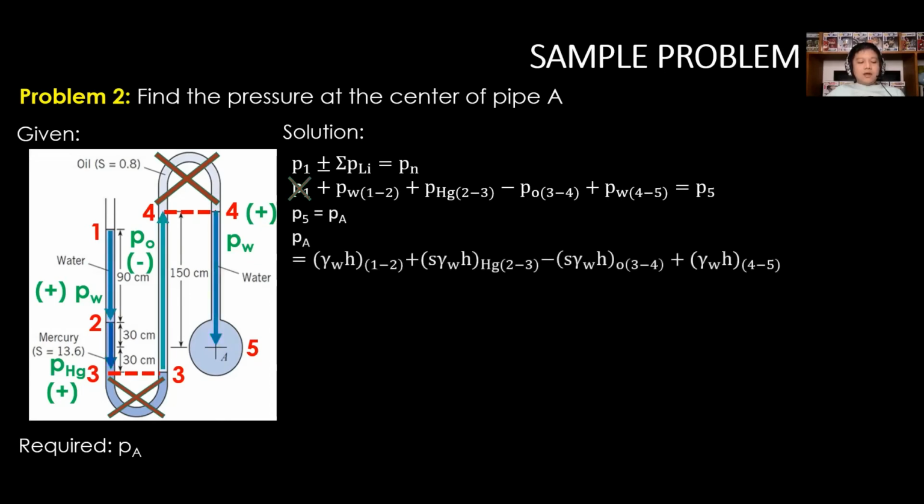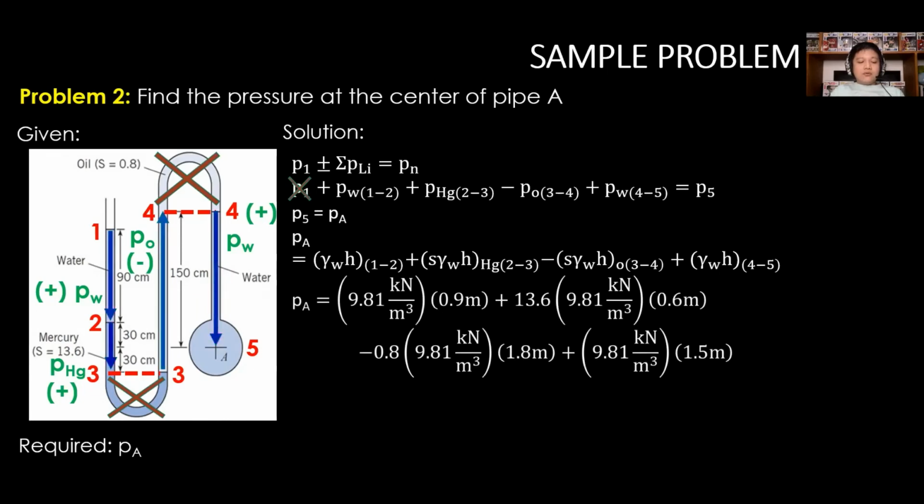Then, we will now replace P with gamma times H, and gamma of liquids with specific gravity of the liquid times the unit weight of the reference fluid, which is water. Substitute values and convert the values of H, or the height, to meter. Thus, the P sub A is equal to gamma of water, that is 9.81, times the height of water, which is 0.9, plus specific gravity of mercury, that is 13.6, times gamma of water, 9.81, times the height of mercury, which is 0.6. That is from 2 to 3.